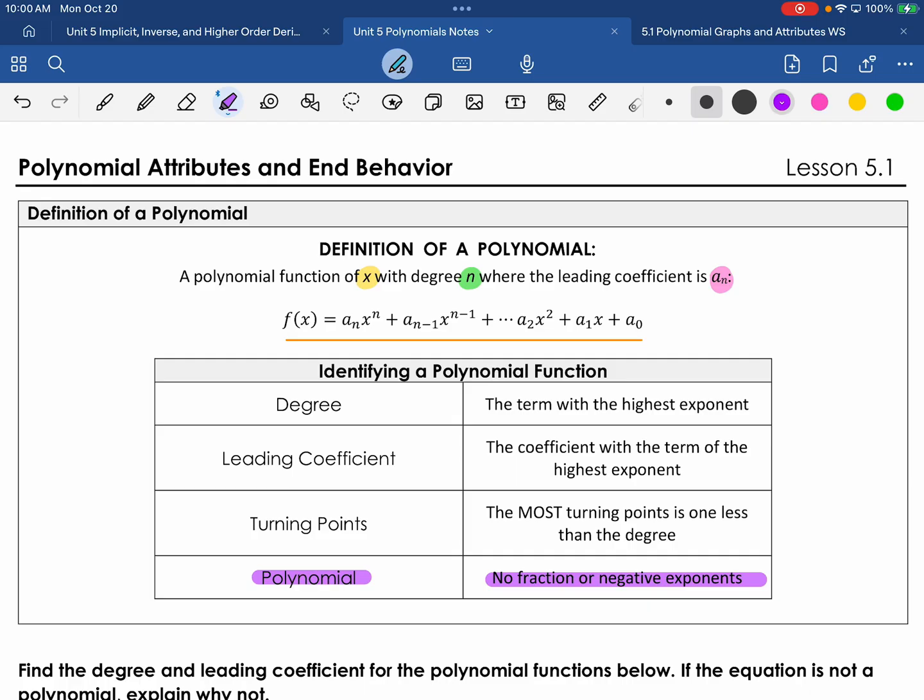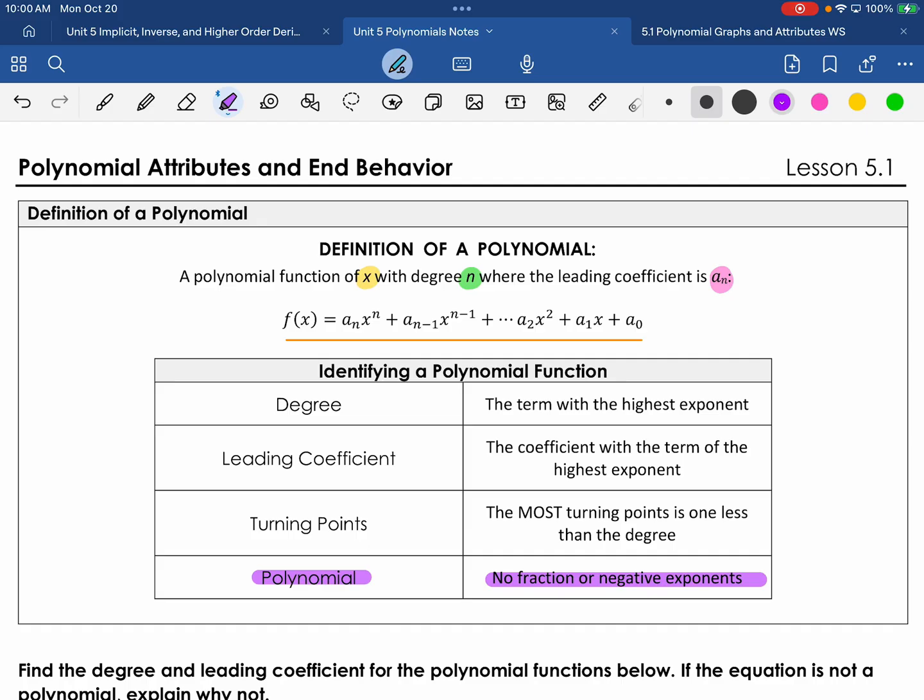And then turning points are kind of new. Turning points are going to come from the degree, and you will have at most one less than the degree. So if I have a polynomial of degree 5, which means your highest exponent is a 5, at most your graph is going to turn 4 times. When I say turn, when you're graphing it, it will be like a max or a min. So it'll go 1, 2, 3, 4, 5. And that's what your polynomial at most could look like.